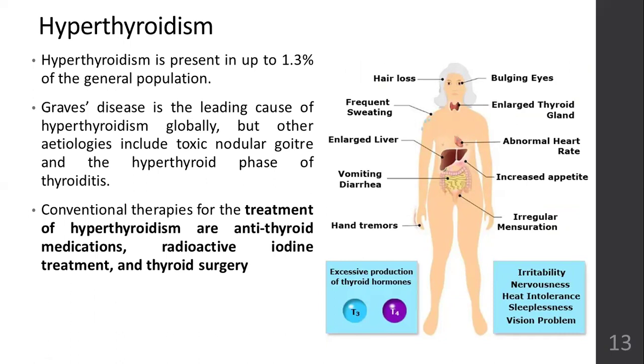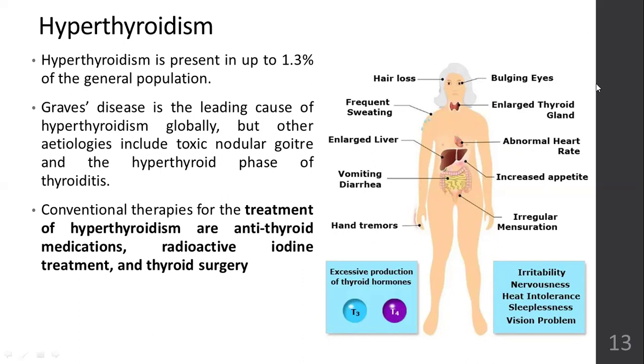Conventional therapies for hyperthyroidism are anti-thyroid medication and radioactive iodine treatment. Thyroid surgery can also be done, where a part of your thyroid gland is taken away to control the excess secretion.